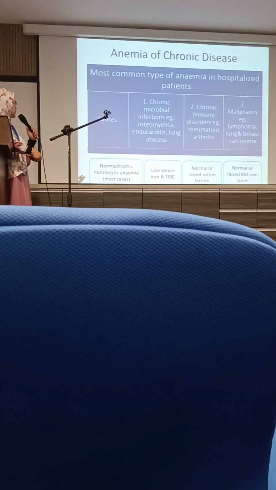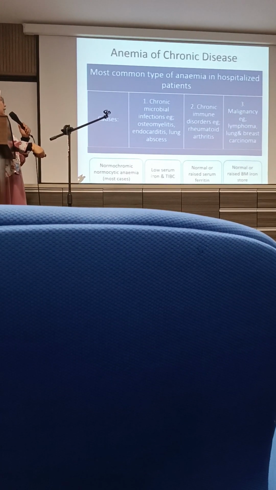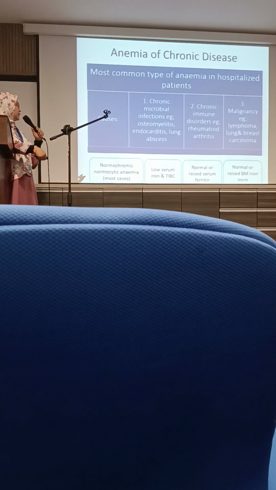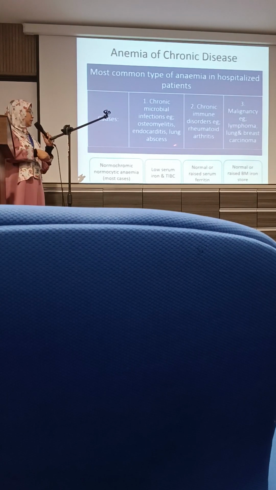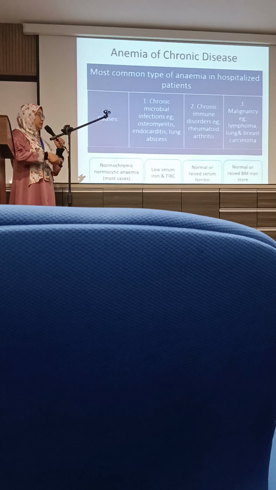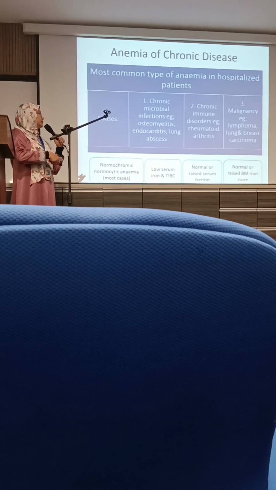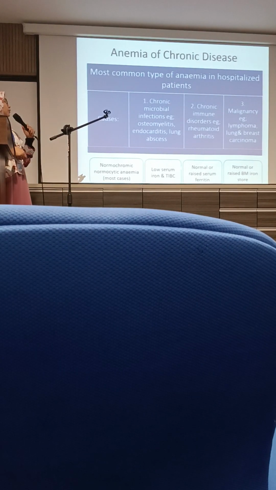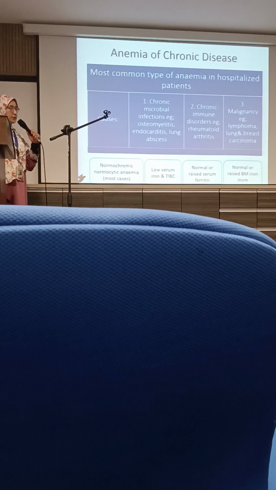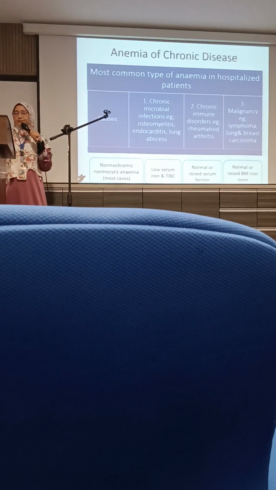So usually it is normochromic normocytic, and they have low serum iron and TIBC. In IDA earlier it was low iron, high TIBC, right? So here both are low. Normal or raised serum ferritin and normal or raised marrow iron store.